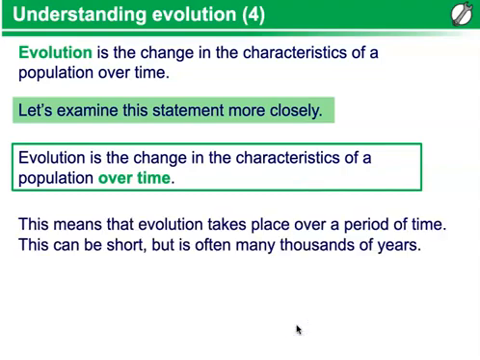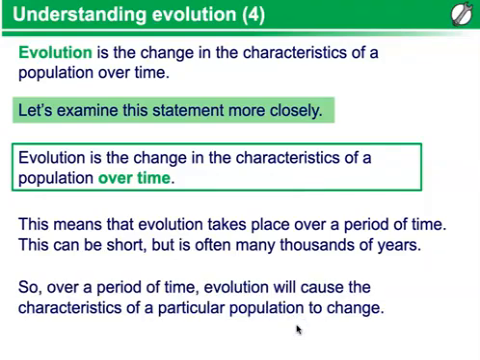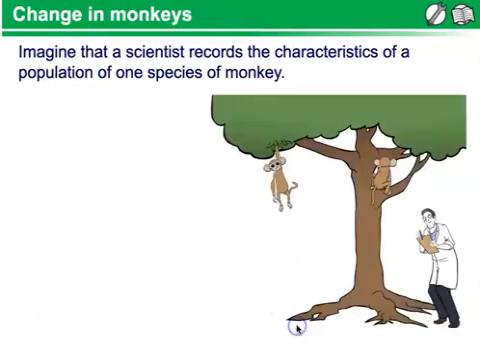Evolution is the change in the characteristics of a population over time. This means that evolution takes place over long periods of time. Sometimes we observe changes over short periods of time, but oftentimes it's many thousands of years where we see those changes, and we can only identify them through long periods of records from other individuals that have documented these organisms, or from the fossil record. So over long periods of time, evolution will cause the characteristics of a particular population to change.